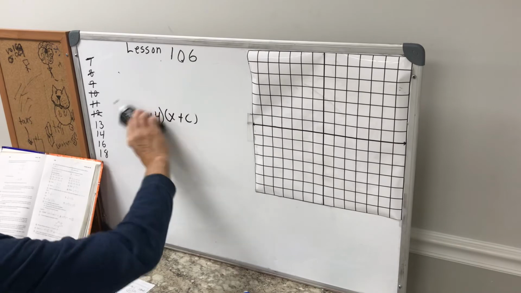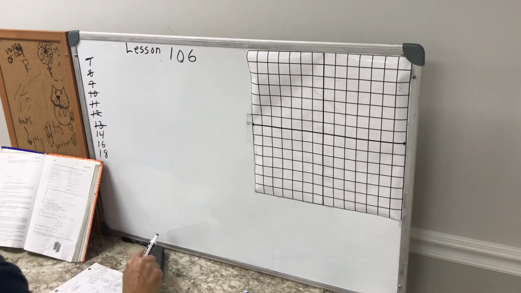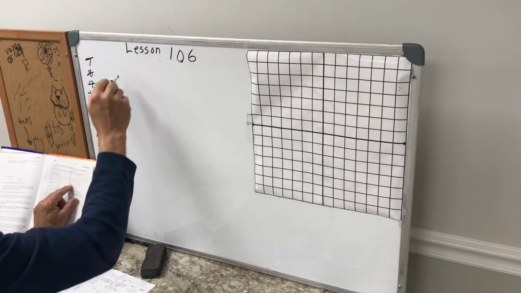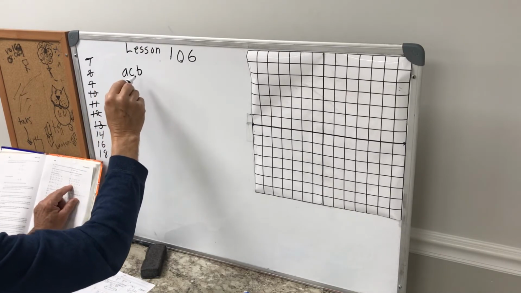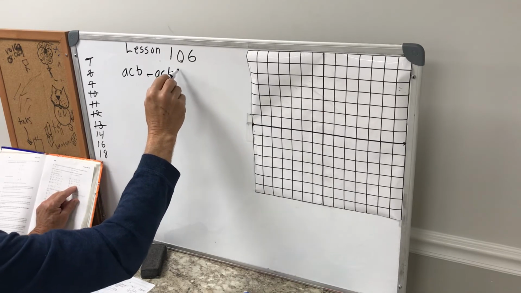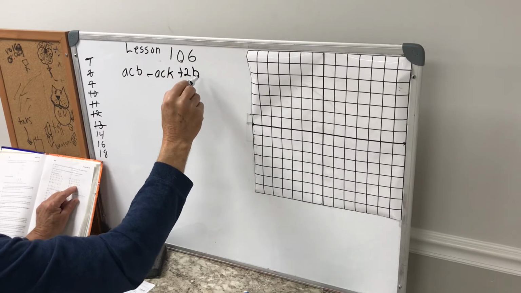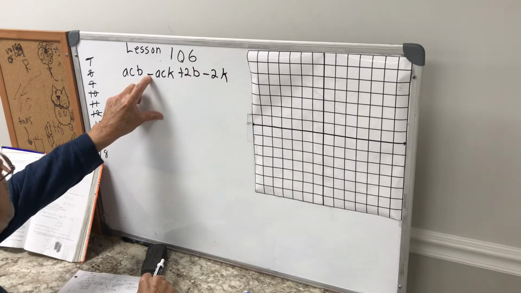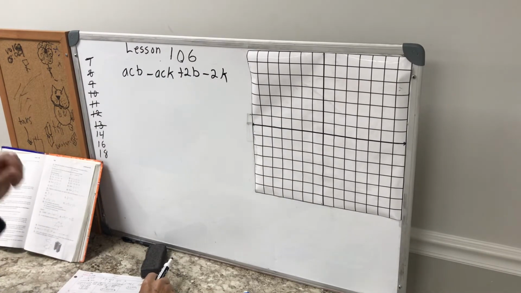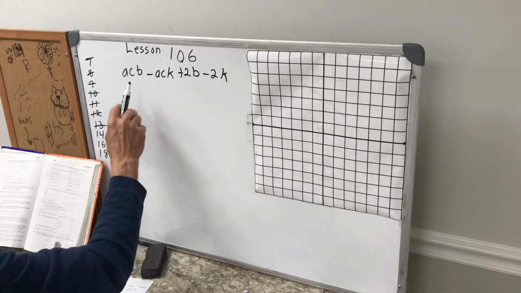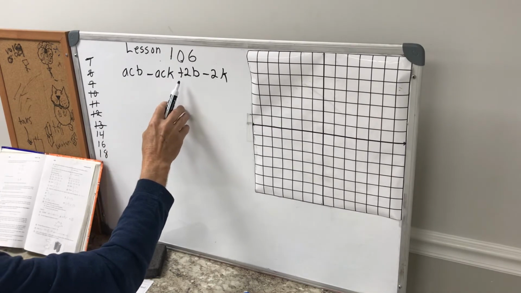Yes, and that was number 13. One more time, 14. ACB, negative ACK, positive 2B, negative 2K. I'm doing all these for you, but hopefully by tomorrow you'll really get the idea and you'll be able to pick up on this. Again, you can do it and experiment. If it doesn't work out, then try something else. But you have to think ACB. I'm looking for.